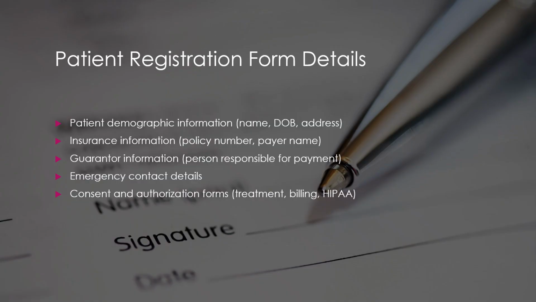Patient registration form details. The patient registration form collects all the detailed information needed to properly identify the patient and bill for services. This includes demographics information like name, date of birth, and address, as well as insurance details such as the policy number and insurance company. It also includes guarantor information, which is the person responsible for paying the bill if it's not the patient.